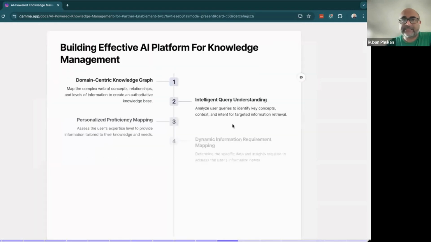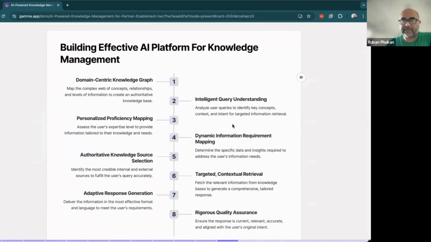So this brings the challenge of how you build a system like this. What should a system like this comprise of? First and foremost, it needs to have a domain-centric knowledge graph. What this means is that for the product we are offering support for to partners, it needs to know the complex concepts. It needs to know the relationship between the concepts. It needs to have information on what is an authoritative knowledge base. All of those comprise the knowledge graph, because without this information, the context of answering a question cannot be handled in a vanilla way.